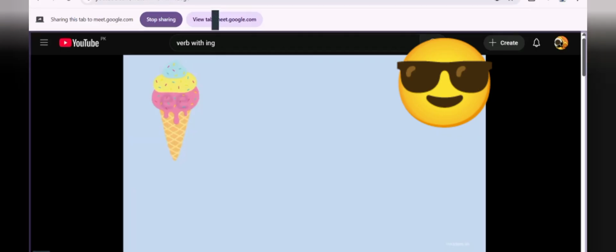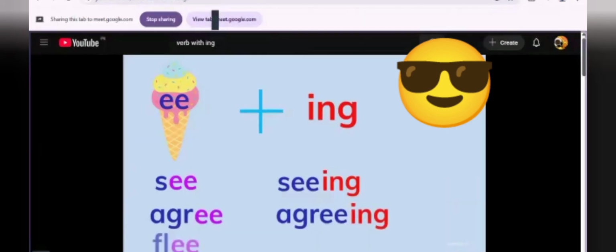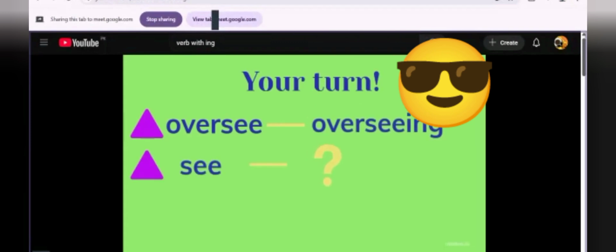Verbs ending in double E, we just add ing. See, seeing. Agree, agreeing. Flee, fleeing. Oversee, overseeing. See, seeing.